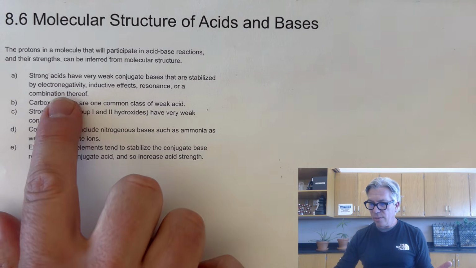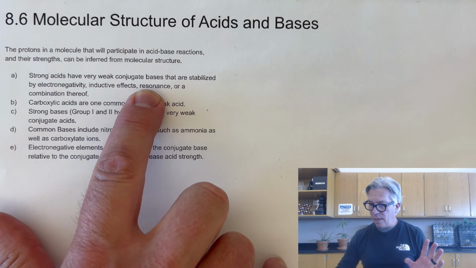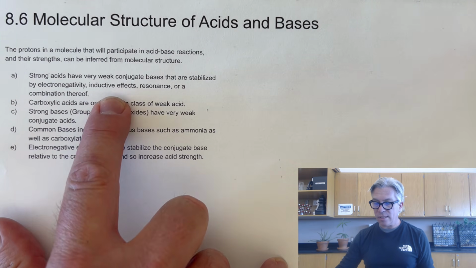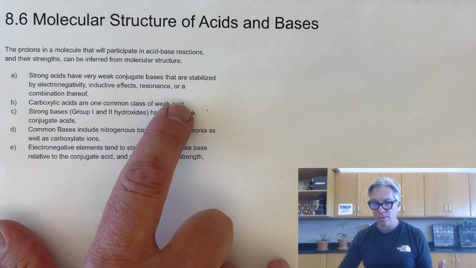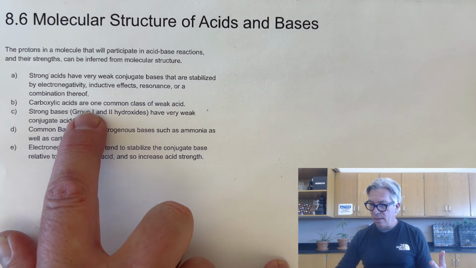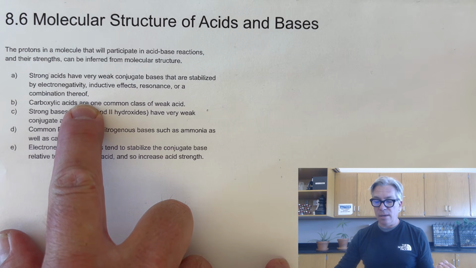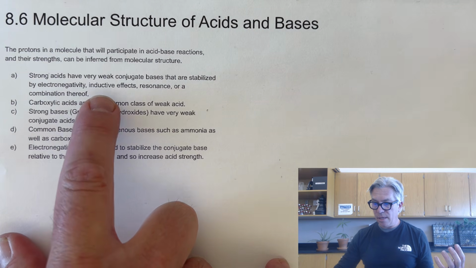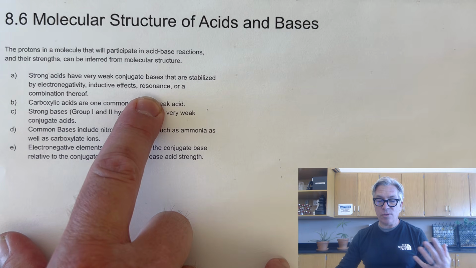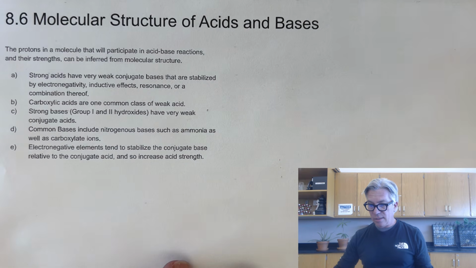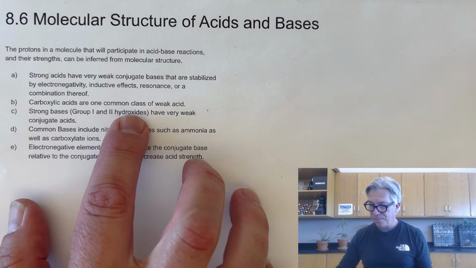Strong acids have very weak conjugate bases that are stabilized by electronegativity, inductive effects, resonance, or a combination of both. Maybe the conjugate base has a bunch of very electronegative atoms to it. And maybe it exhibits resonance, so it's very stable, or some combination thereof. Carboxylic acids are one common class of weak acid.